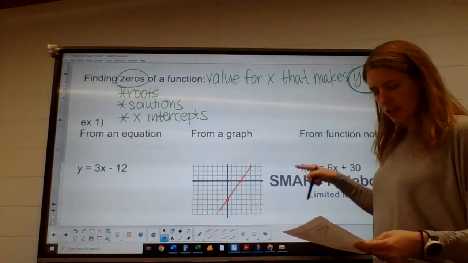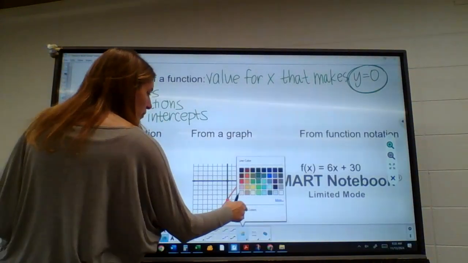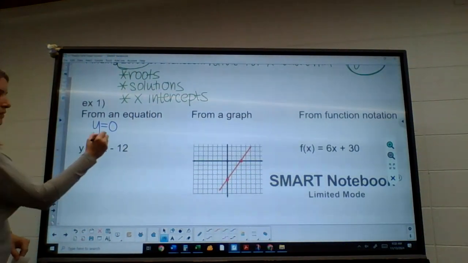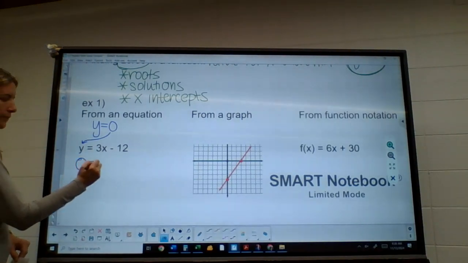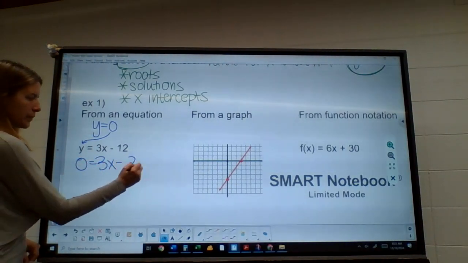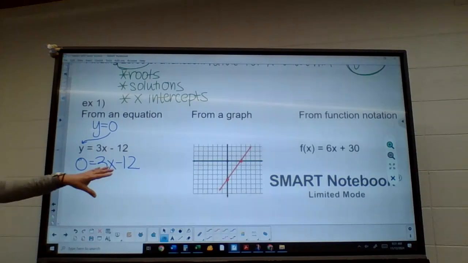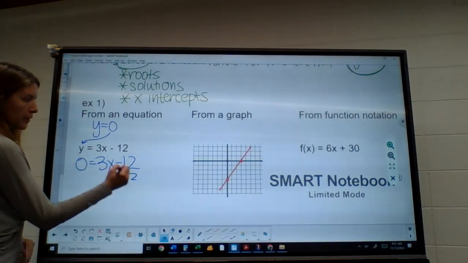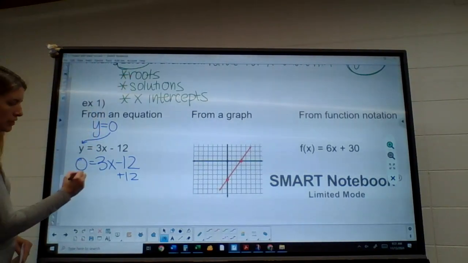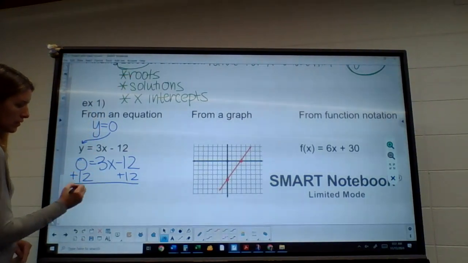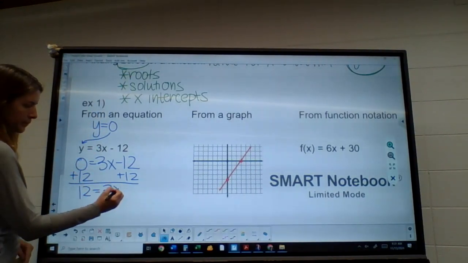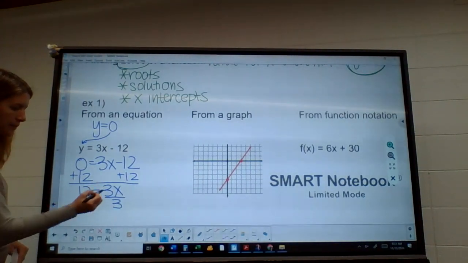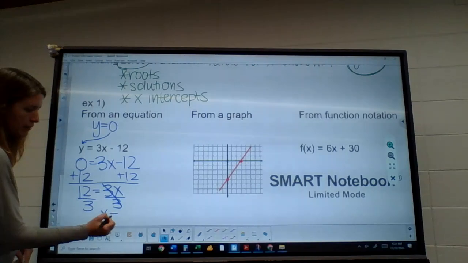So from the equation here, I'm going to put y in as 0 and find x. So I'm going to put 0 in for y. I'm solving for x, so I'm going to move the 12 over. So y is 0 because that's the definition. And then instead of multiplying, we're going to divide. So my x is going to be 4.